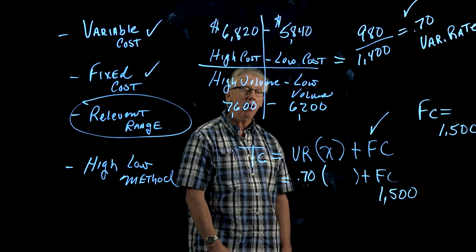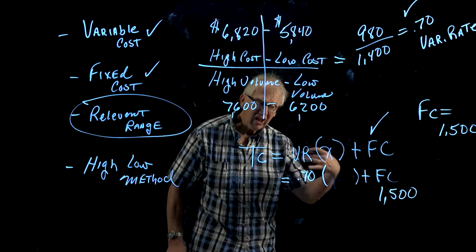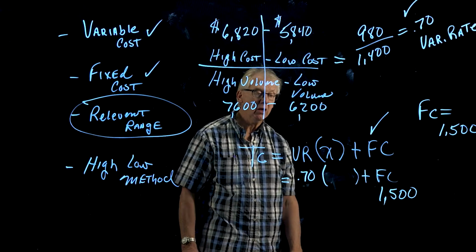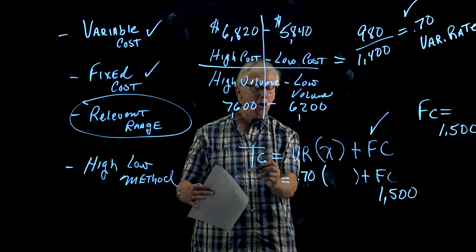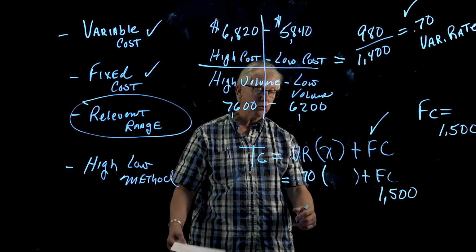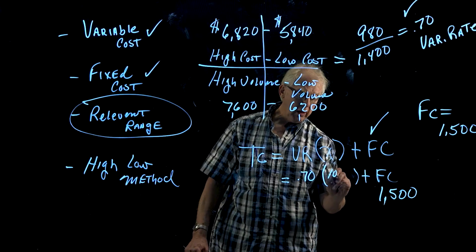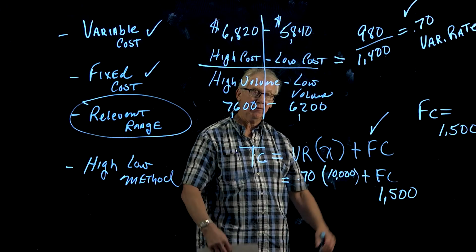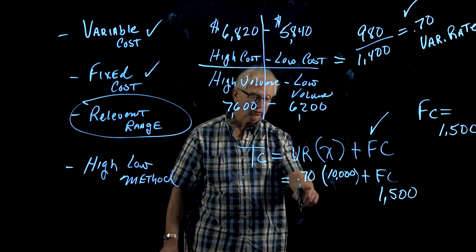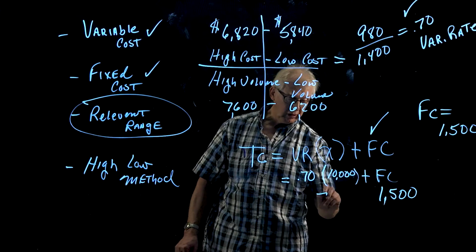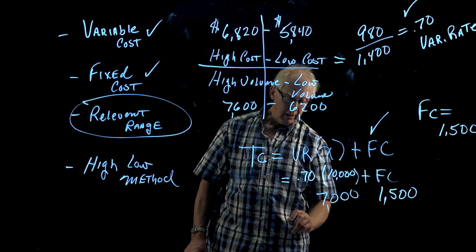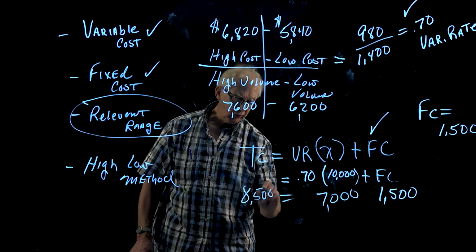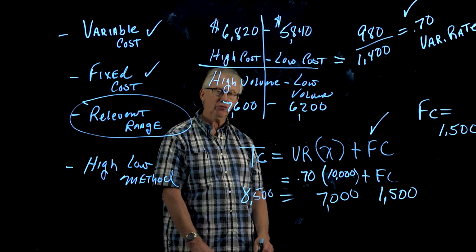And let's say now I want to produce 10,000 snow cones. Okay, so all I got to do, I want to know the total cost if I produce 10,000 snow cones. So all I got to do is substitute 10,000 in where the X is at, the volume, and multiply 70 cents times 10,000, which should give you $7,000. And my new total cost should be $8,500. That should be my new total cost.